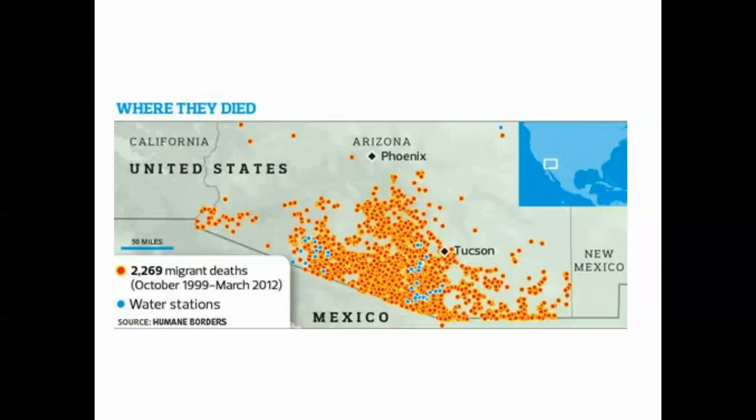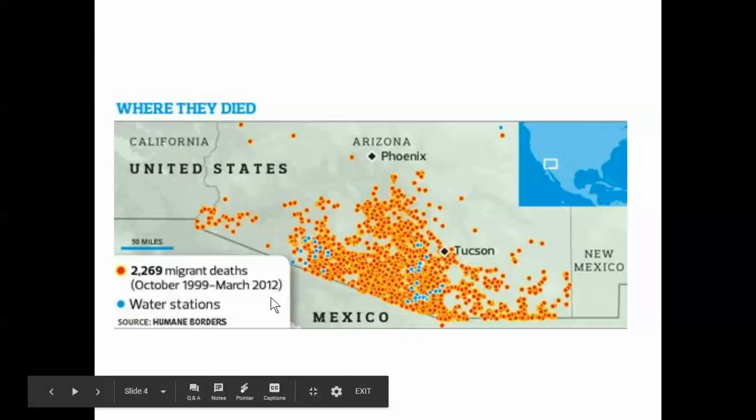Okay, now let's take an example map here. I'm going to show you a couple of pieces on here. So this is a map that showed up in the New York Times, I believe is where this one came from. And what we see here are deaths of migrants, undocumented migrants crossing the U.S.-Mexican border between October 1999 and March 2012, and then also where water stations are. So now there's the legend.